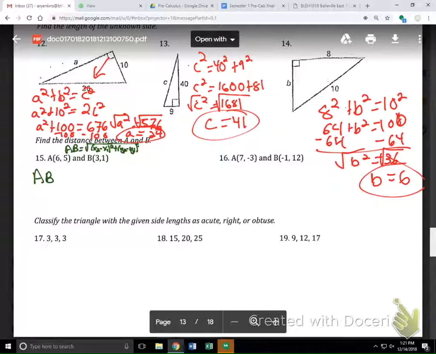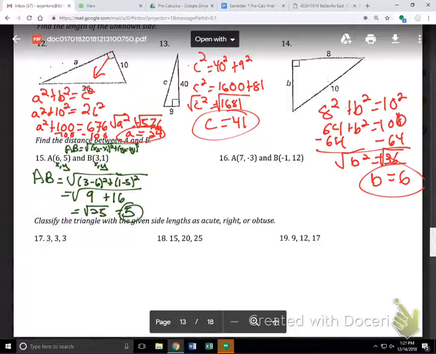So we have A, B. Remember, x is first, y is second. X is first, y is second. Equals the square root of x2, which is 3, minus 6 squared plus 1 minus 5 squared. We combine like terms. I will give you a second. Okay, so here we see that we have negative 3 squared, which is 9. Negative 4 squared is 16, which equals the square root of 25. Square root of 25 is 5.